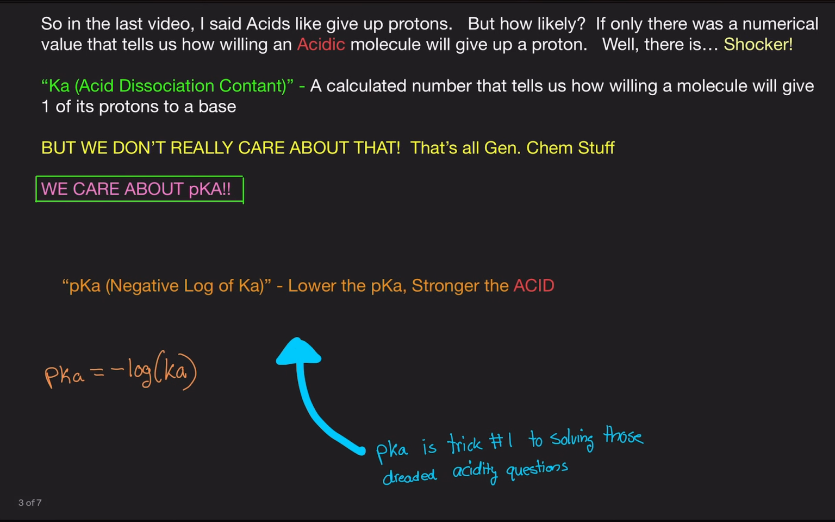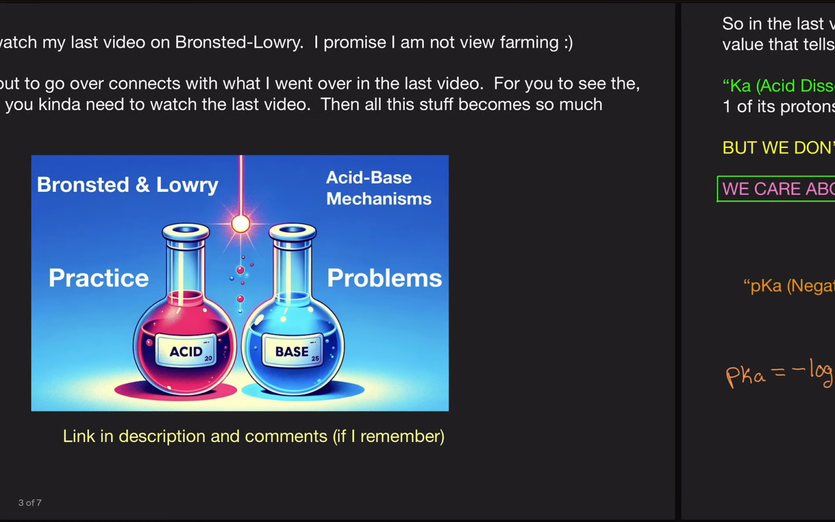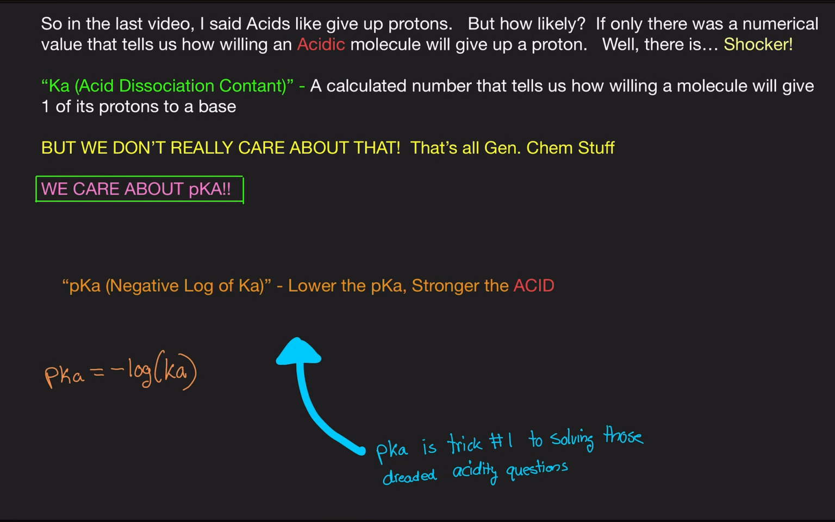We'll see. So in the last video, I said acids like to give up protons to bases. But how likely is an acid going to give its proton to a base? In the Bronsted-Lowry mechanism, we just assumed the acid would just give its proton to the base, and that's how we did the mechanisms. But how likely? Well, there's a number, and that's called the Ka, or acid dissociation constant. It's a calculated number that tells us how willing a molecule will give one of its protons to a base.